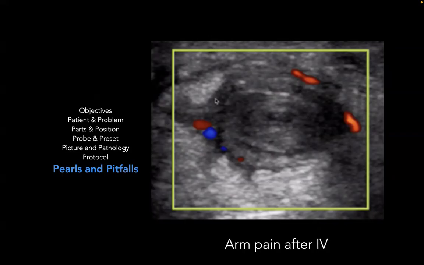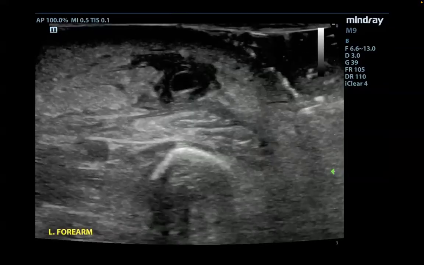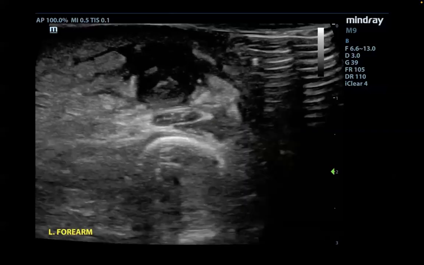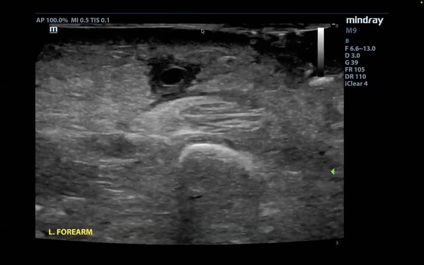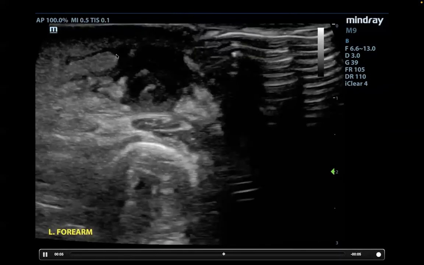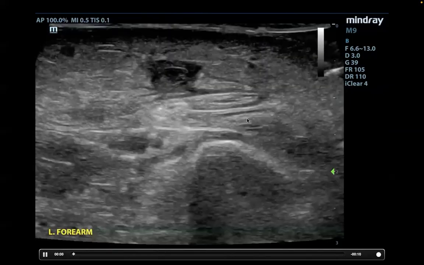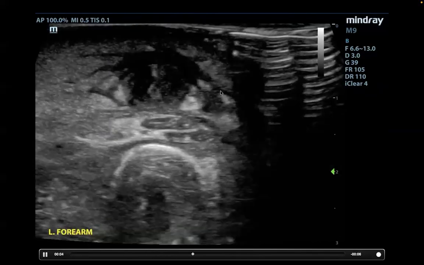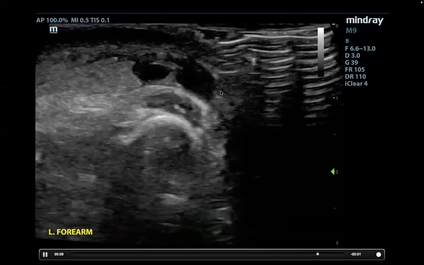And the clinical scenario is arm pain after an IV. Here is some pathology of a superficial phlebitis that became more of a phlegmon. As you can see, here is the vein, the clot is inside, and then the phlegmon is actually around this area. This was seen in the emergency room, and this was treated actually with antibiotics, and also a potential incision.